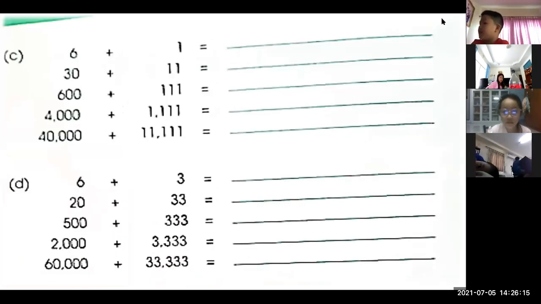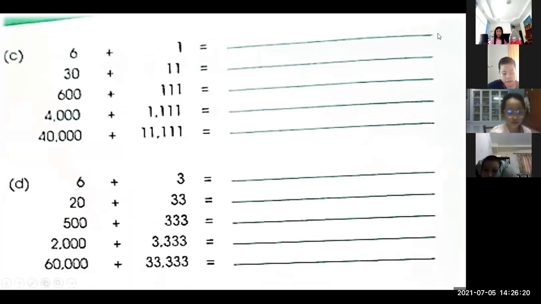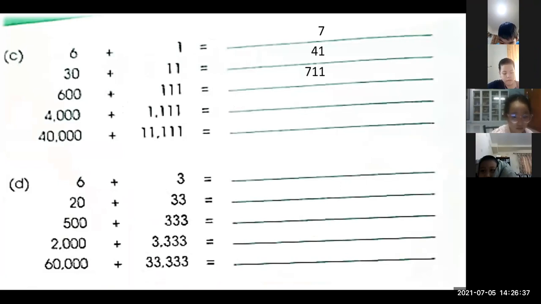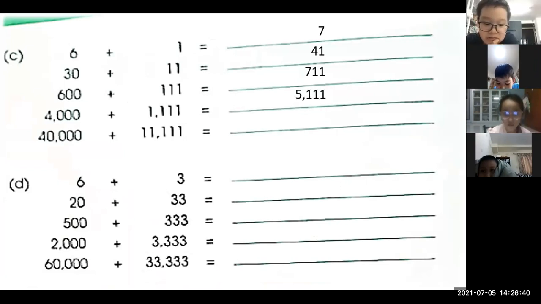How about in letter C? 7. Next. 41. Next. 711. Next. 5,111. Next. 51,111. So you can see here 1, 1, 1, 1, 1.